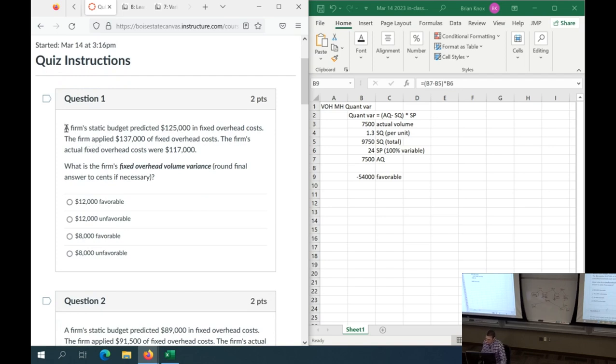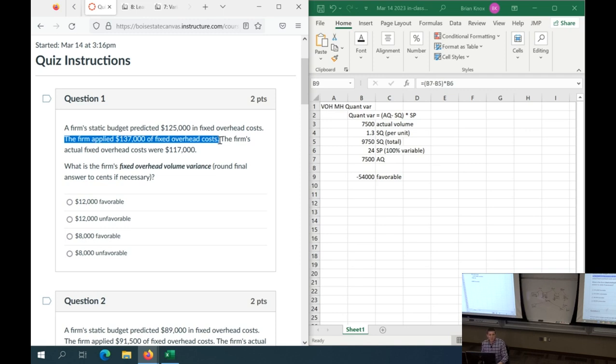All right, so here's the volume variance. And this is one of the simplest forms of the problem. Because fixed overhead is so weird compared to the other three, variable overhead, direct labor, and direct materials variances, I try to keep these problems simple. The fixed overhead problems. All right, a firm static budget predicted $125,000 in fixed overhead costs. So we were in the static budget time frame last September or whatever. We said, all right, well, based on all the fixed costs we know we have, a lease we're going to pay, a salary that's fixed that we're going to pay, it's not going to go up and down with volume, we budget $125,000.